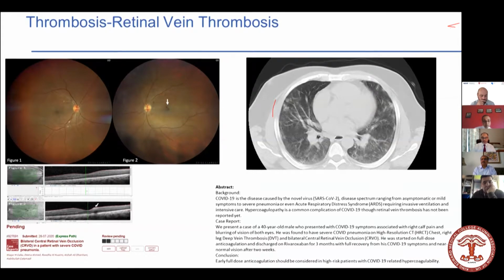Now, here's the CT, you can see on the right, he's got moderate disease on the CT. You can see on the fundus, we found he's got some cotton wool spots on the right eye. On the left side, you can see retinal hemorrhages. Okay, this is OCT, optical coherence tomography, which again confirms impending bilateral central retinal vein occlusion. Again, we submitted it and we're waiting. This is the presentation all together: COVID, pneumonia, DVT, and retinal vein thrombosis.